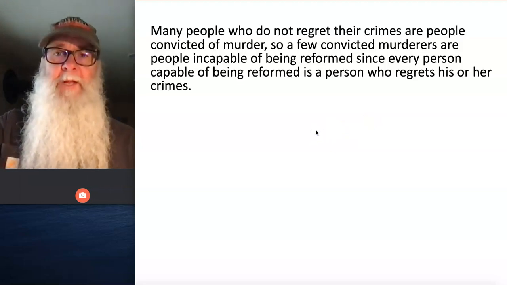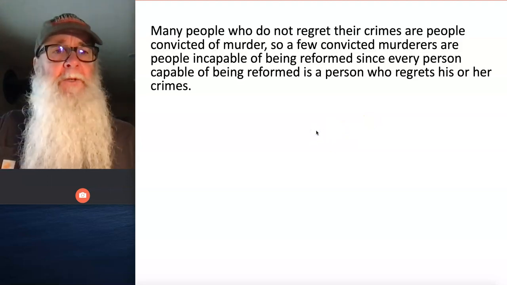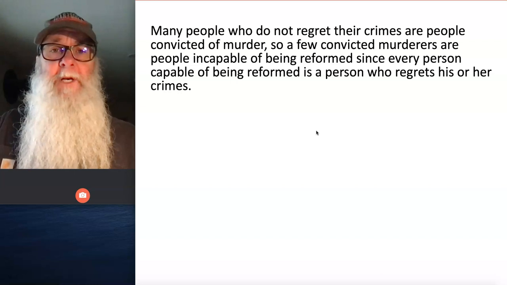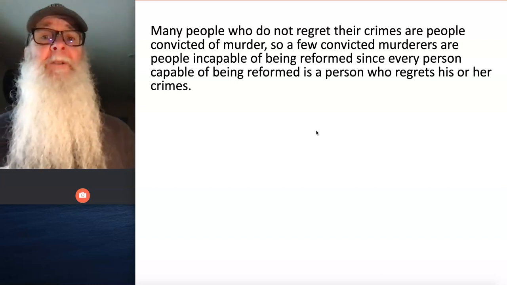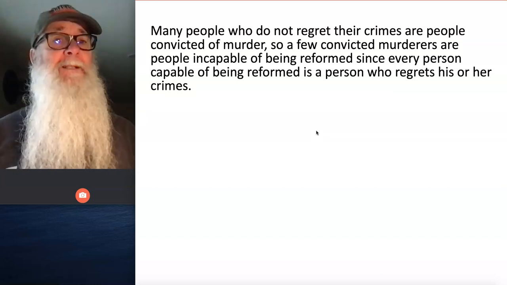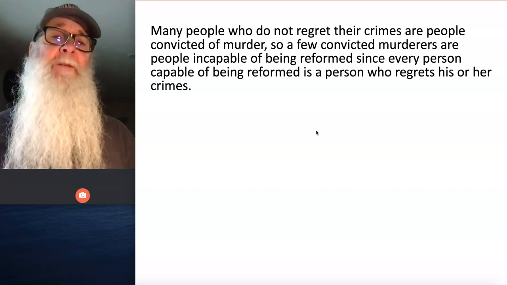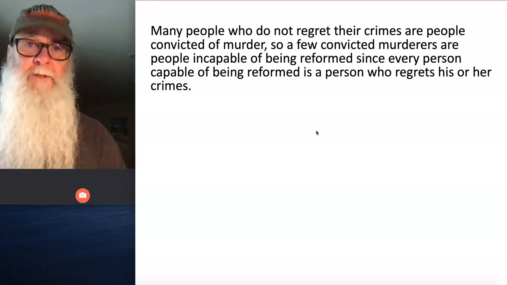So we have an argument. It reads as follows. Many people who do not regret their crimes are people convicted of murder. So a few convicted murderers are people incapable of being reformed, since every person capable of being reformed is a person who regrets his or her crimes.